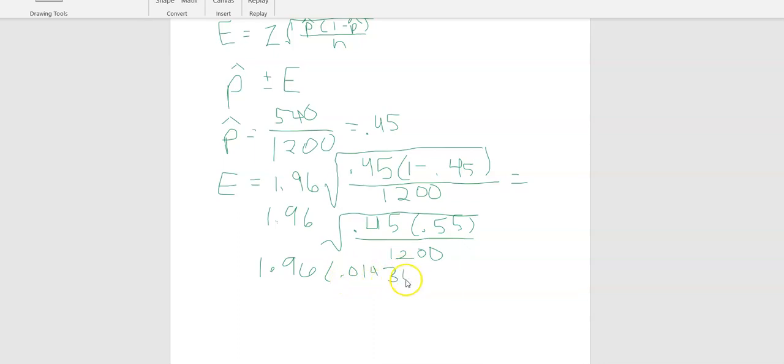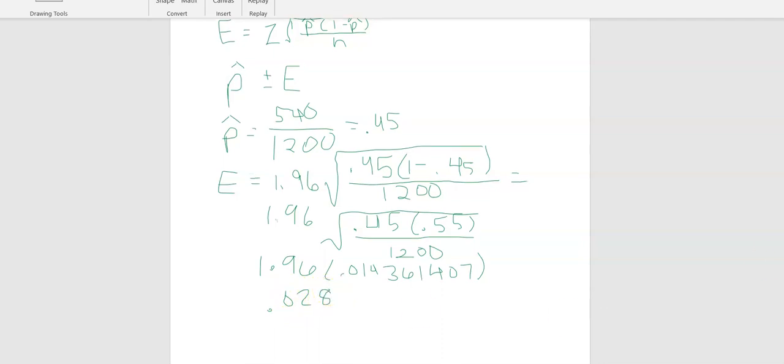Be careful, take this out as many decimal places as you get. You can round off later, but don't round off early. And then lastly, I'll multiply that times 1.96. And I've got that my E is 0.028. And I'm just going to take that to 3 decimal places.